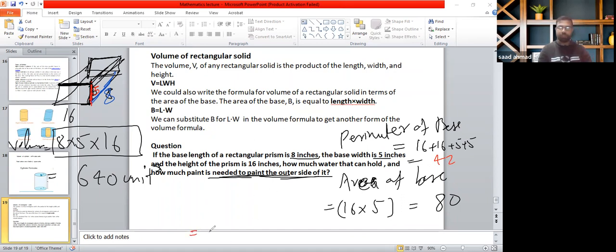So we have area of base. I'm just writing AB plus perimeter of base times height. So area of base is 80 plus perimeter of the base, 42, times the 8. So 42 times 8 is 336. So what we have is 80 plus 336.